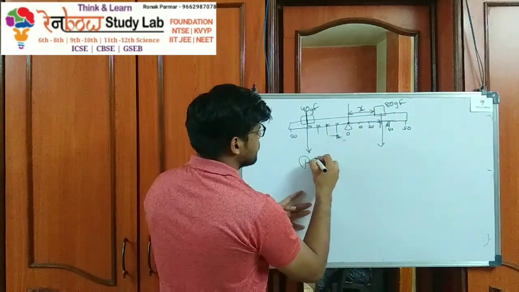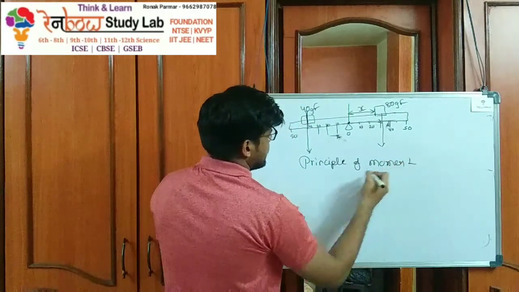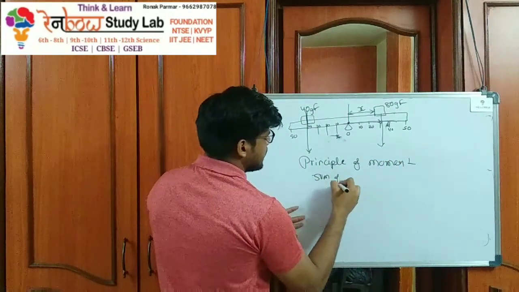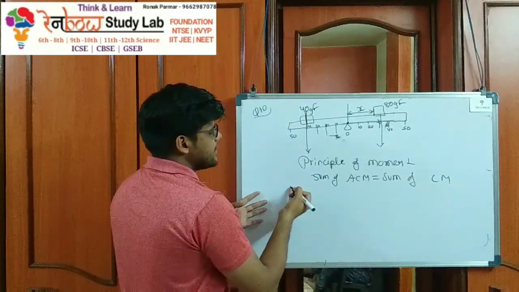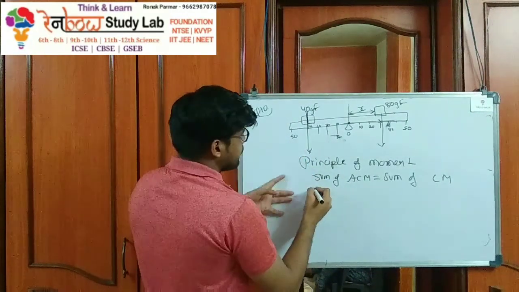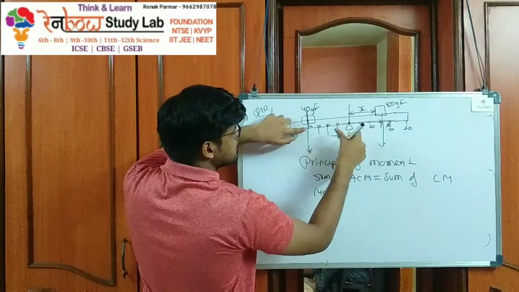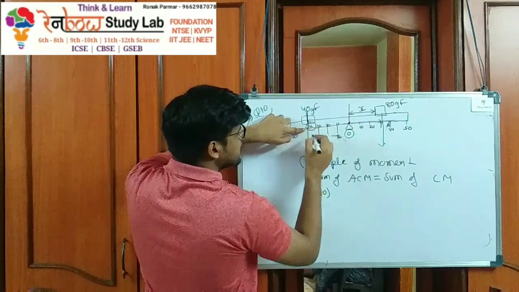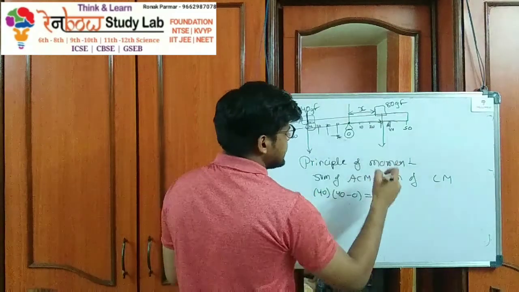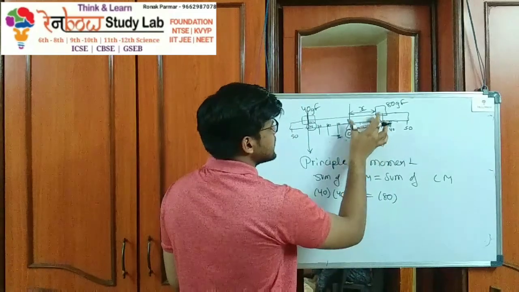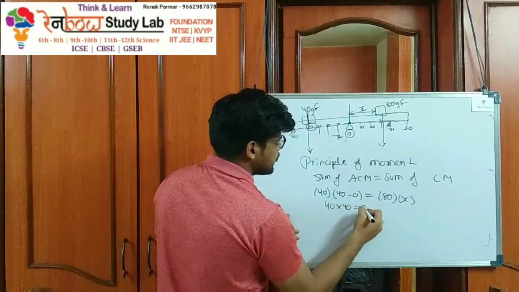It's very easy. Principle of moments. So sum of anti-clockwise moments is equal to sum of clockwise moments. What will be your anti-clockwise moment? It will be due to this one. What is your weight? 40. And distance from pivot point: this is 0, this is 40. So total distance is 40 minus 0. And for clockwise, the weight is 80 and your distance is x. So 40 into 40 equals 80 into x.